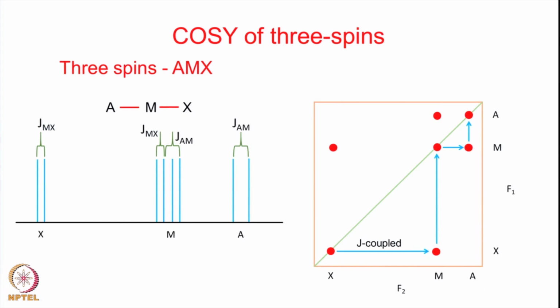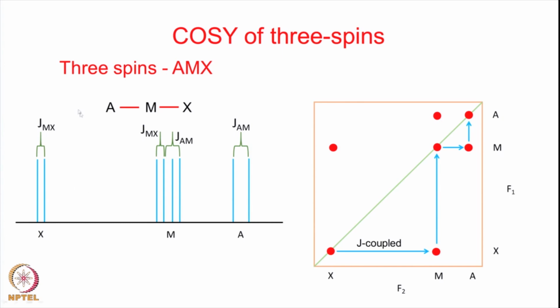We can extend this, of course, since all your molecules are not only 2 spins, there will be more than 2 spins and there can be 3 spins. So what happens if there are 3 spins? There are different situations, and of course different complexities will be there depending upon the nature of the coupling network of the spin systems.